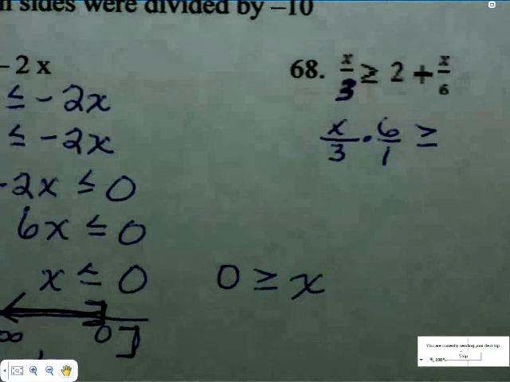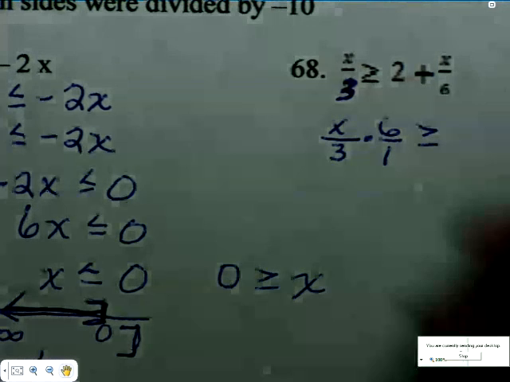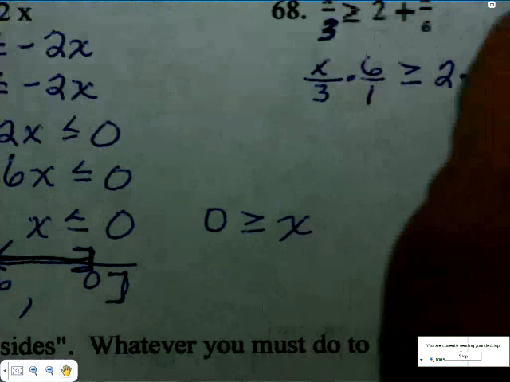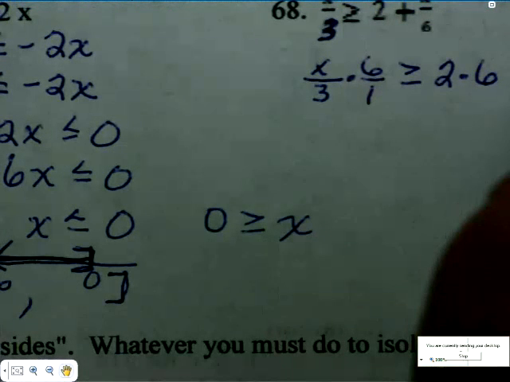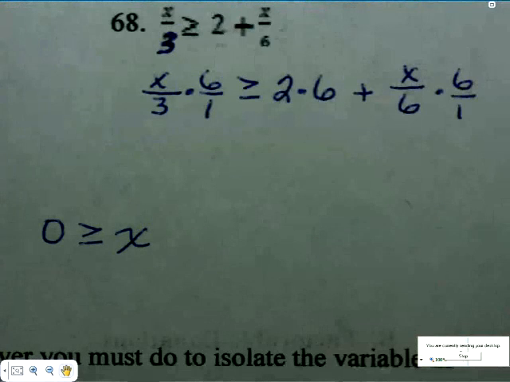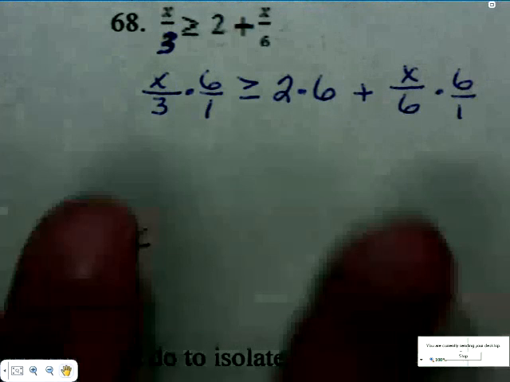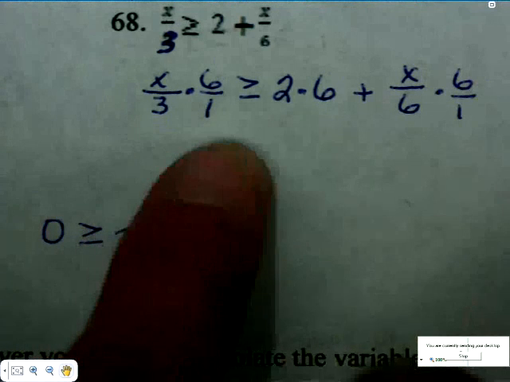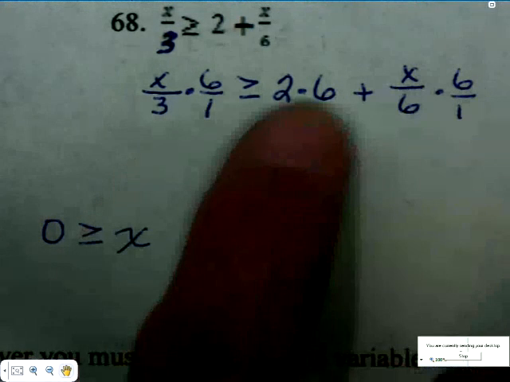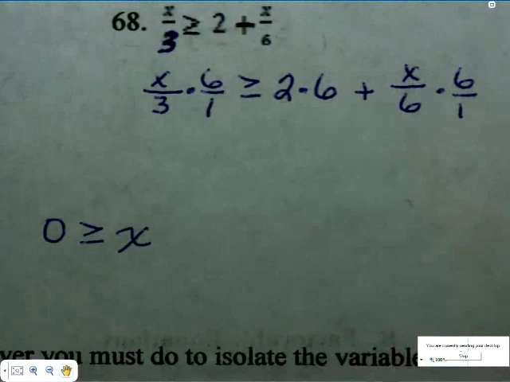On the right-hand side, I could either leave the 6 outside parentheses, or I could go ahead and distribute it. Make sure I multiply the 2 by 6 and the x over 6 by 6. Notice that when I'm multiplying by a fraction, I write it 6 over 1. If I'm multiplying by a whole number, I just write 6. It's the same thing.